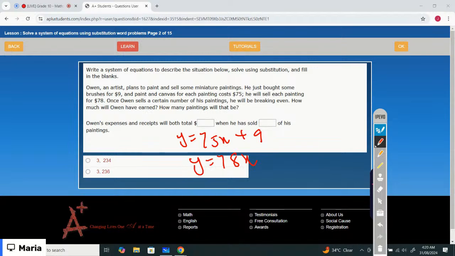So you have to replace y by 78x. So that is 78x equals 75x plus 9. So move 75x to the other side, that is 78 minus 75 is 3x equals 9, so x equals 3, right? Now replace x with the value, so that is 78 times 3. 3 times 8 is 24, 3 times 7 is 21, 22, 23. So the numbers are 3 and 234. The correct option is option number 1, that is 3 and 234. Got it?